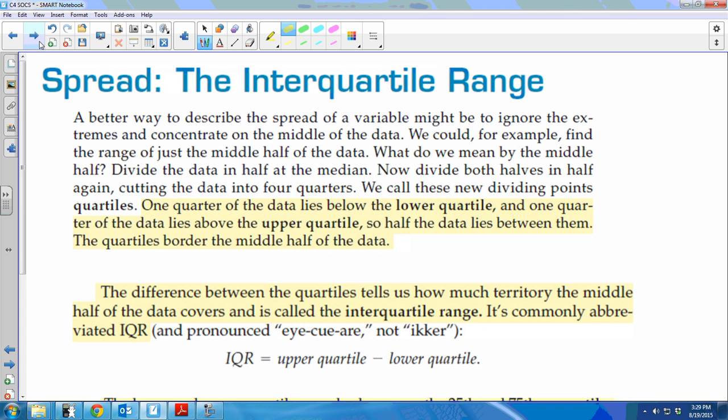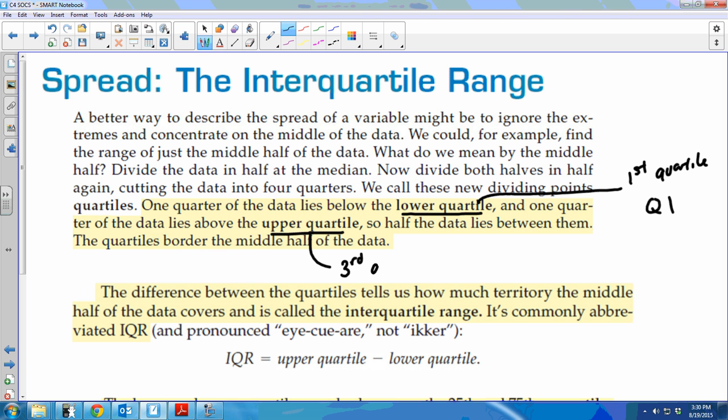Instead, we use the interquartile range. Now, this is generally new information, so we'll talk about it. There is a lower quartile and an upper quartile in each set of data. The lower quartile we call the first quartile, or Q1. And the upper quartile we call the third quartile, or Q3, okay?